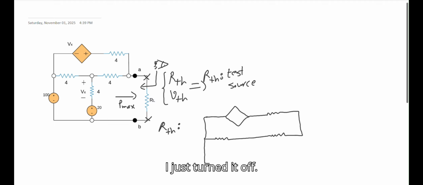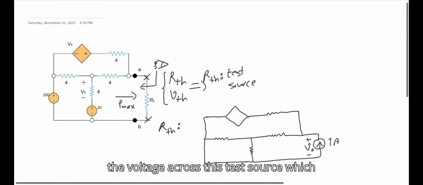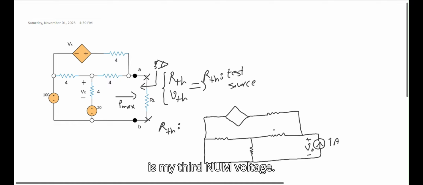I just turn it off, and in this branch again I turned off this source, and here I'm gonna apply a 1 amp test current source, and I try to find the voltage across this test source, which is my Thevenin voltage. So that's 4, all resistors are 4 ohms.